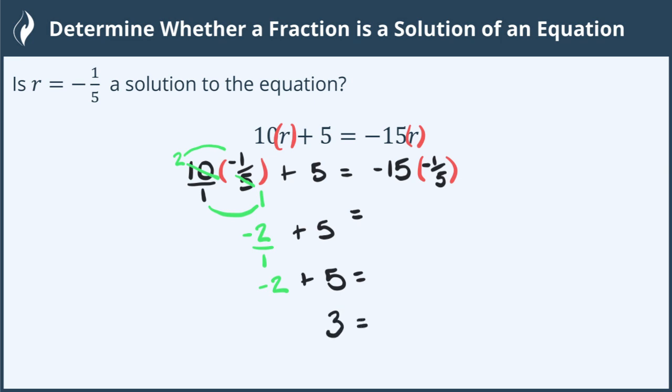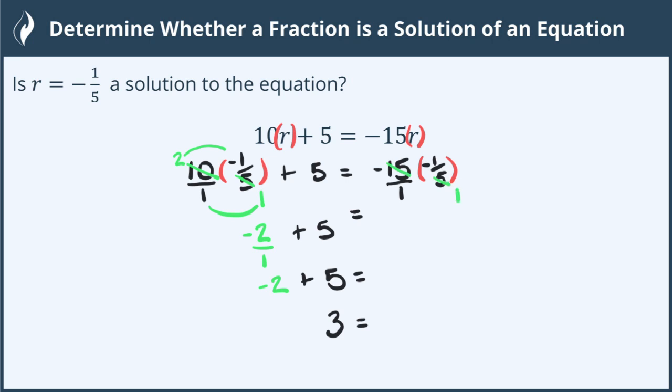Now let's go ahead and work on the right-hand side. Here I have negative 15 times negative 1/5. Again, if you need to put this over a 1 so that you can see a numerator and denominator, that works great. And I'm going to simplify before I multiply numerator to numerator to see if I can get smaller numbers right away. It's a nice shortcut. Here I see 15 and 5 can both be divided by 5.